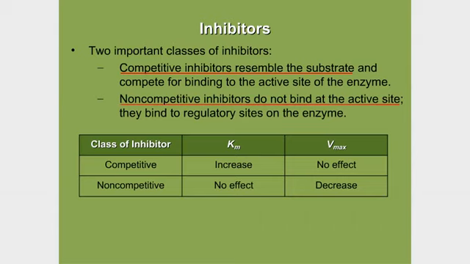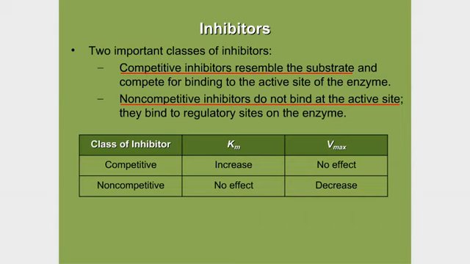Non-competitive inhibitors don't look like the substrate, and they bind to the enzyme somewhere else on the enzyme. They do not get into the active site. They don't resemble the substrate, but they bind somewhere else on the enzyme, at regulatory sites. Now, what you need to know on this table is that competitive inhibitors increase the Km value, but they have no effect on the Vmax. Competitive inhibitors do not affect the velocity of the enzyme, the Vmax, but they will affect the Km of the enzyme.